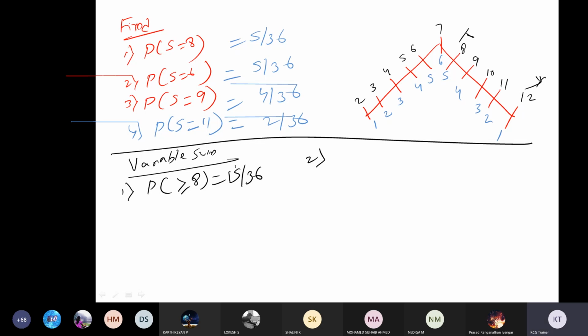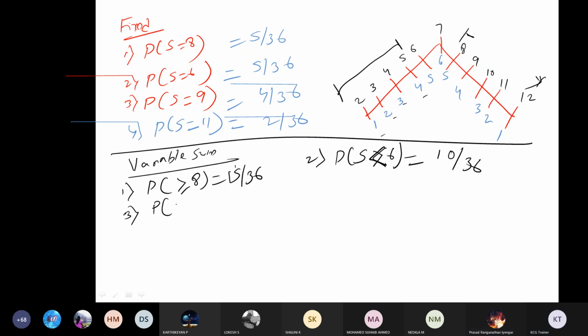Similarly, what will be the answer for probability of sum less than 6? Less than 6 means not including 6. Sorry, I gave a wrong symbol. Less than 6 means the maximum value you have to take is 5, minimum 2. So from 5 to 2, what is the sum of the blue color numbers? 7, sir. That is 4, 3, 2, 1. You have to start counting from 5 till the last.